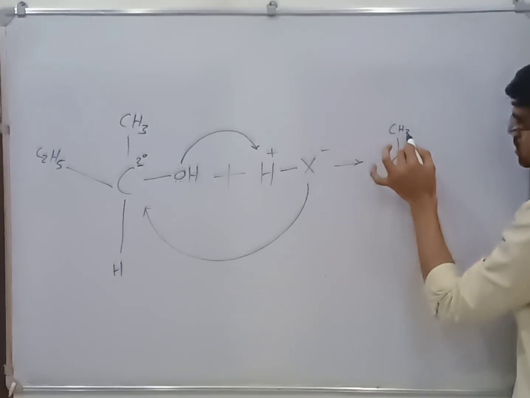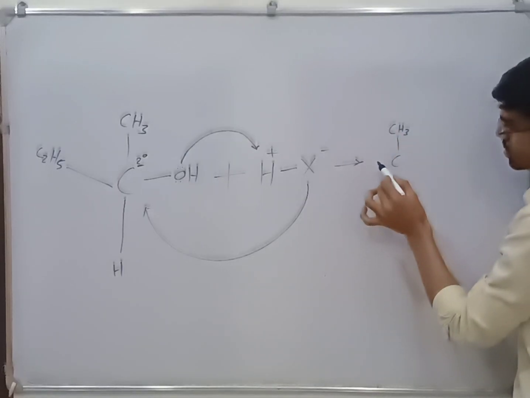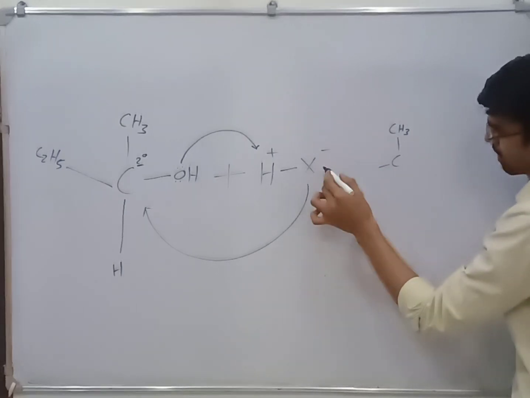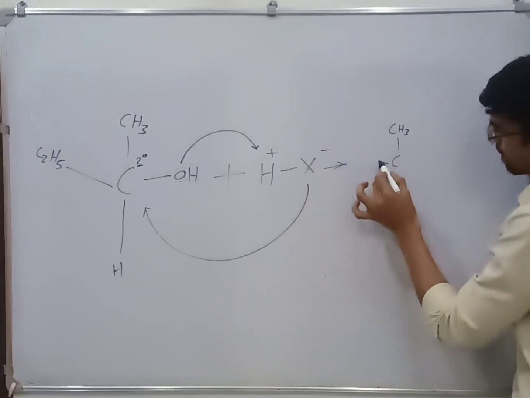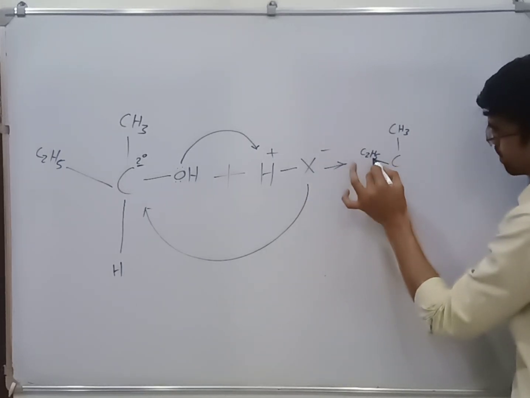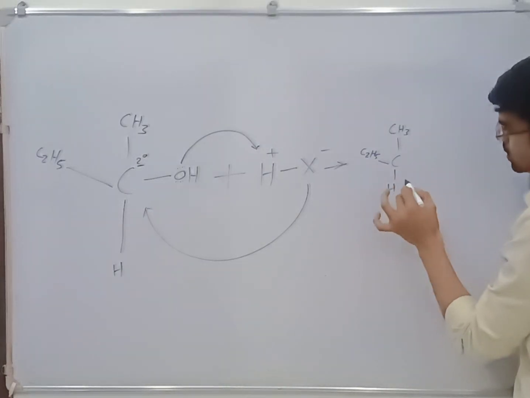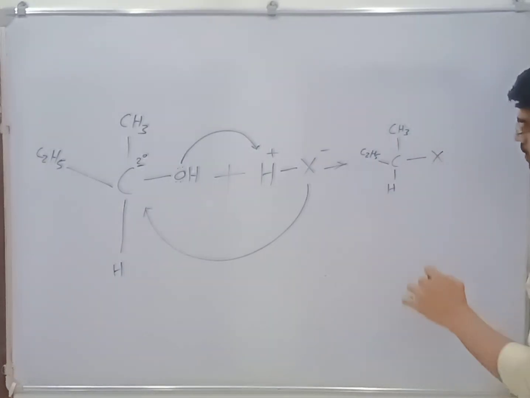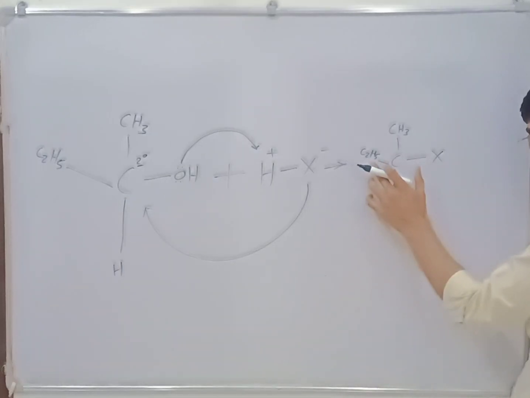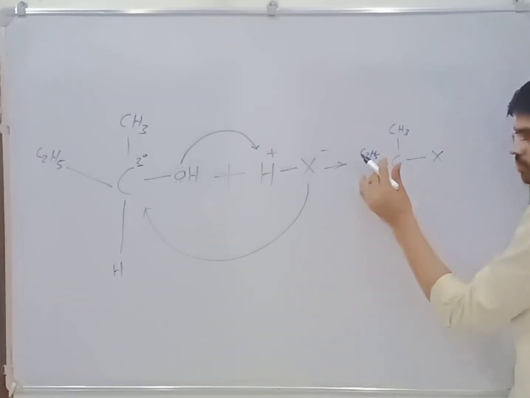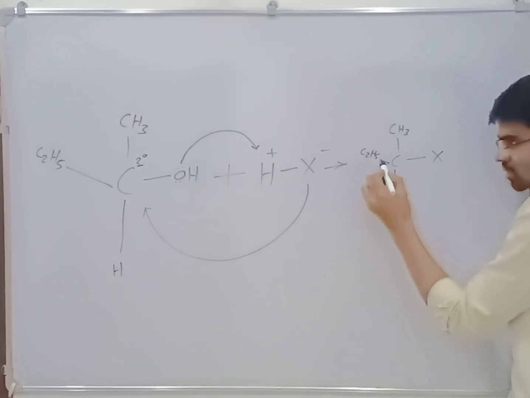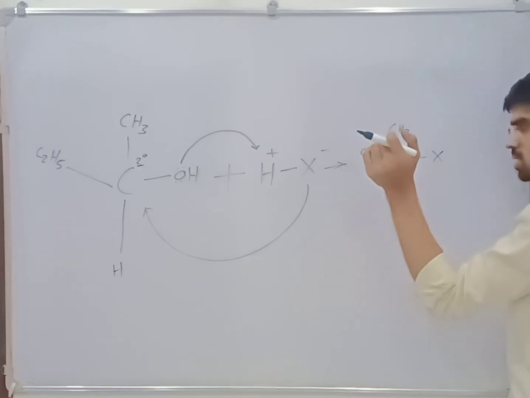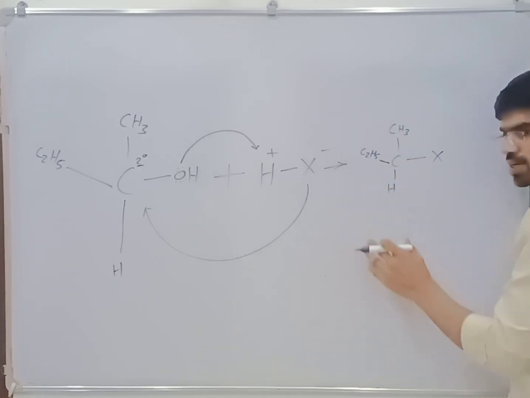CH3, C2H5 and H and this X. Now this C2H5 is behind the carbon. This is not on the left side. This is the inside of the carbon, or behind the carbon.